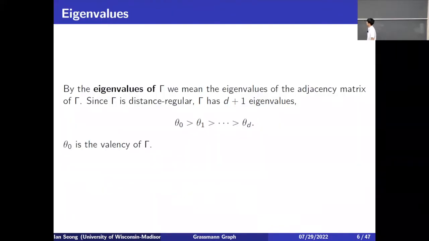All right, now we talk about the eigenvalues. By the eigenvalues of gamma, we mean the eigenvalues of the adjacency matrix of gamma. And since gamma is distance regular, gamma has d plus 1 eigenvalues, and we denote them by theta_0, theta_1, all the way to theta_d, and we can actually order them in descending order. And one thing to note is that theta_0 turns out to be the valency of gamma.